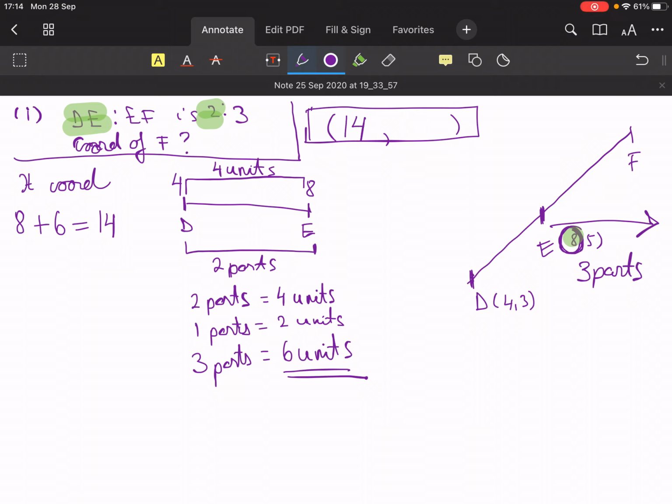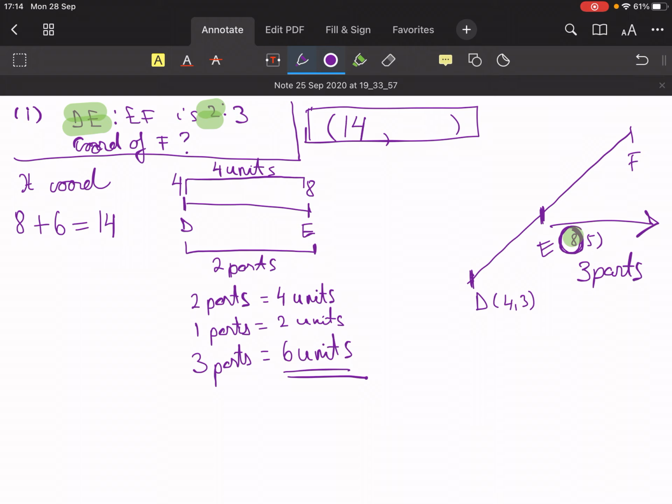What I would like you to try now is to pause me and try to use the same idea to work out the y coordinate of point F, and then when you're done, just press play, and I'm going to just slowly make my way through it.